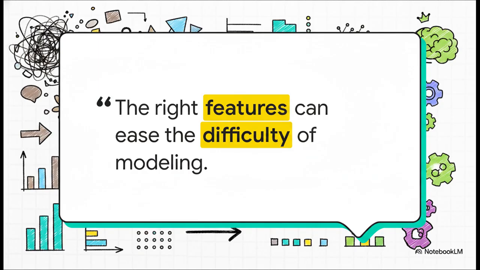The smartest model in the world cannot rescue poor features. But great features, they can make even a simple model perform like an absolute expert. So, based on everything we've uncovered today, what messy, chaotic data will you translate to make your own models perform like true experts?